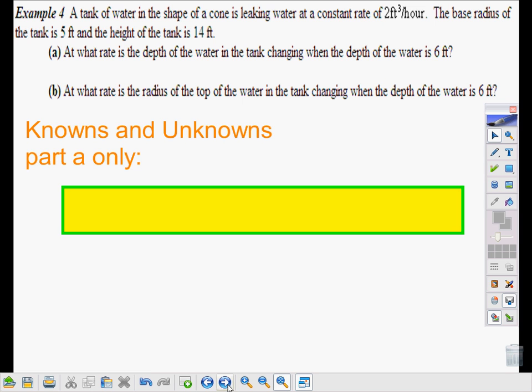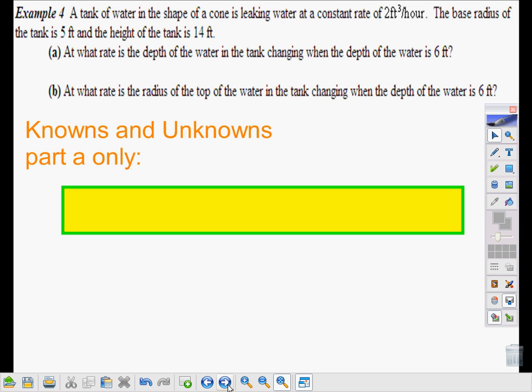Okay, ready? Who's up first? Let me pick a card. Kristen. What is a known or unknown? Anything you want. We know the radius. Okay, so radius is what? 5. Okay, good. What else do we know? We know that the depth of the water is at 6 feet. Okay, depth of the water. So how would you write that? 6 equals what? h. 6 equals h. That's what I would have written.